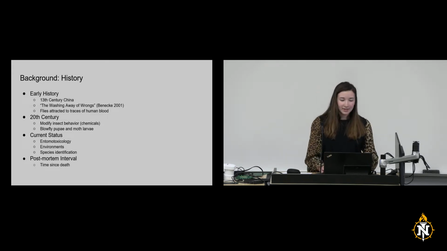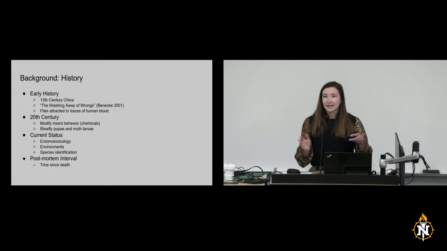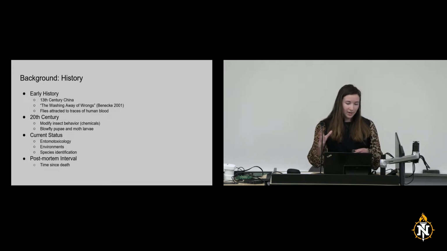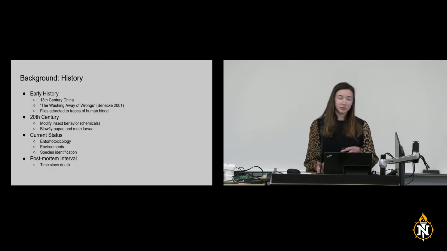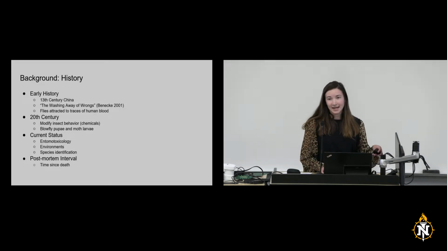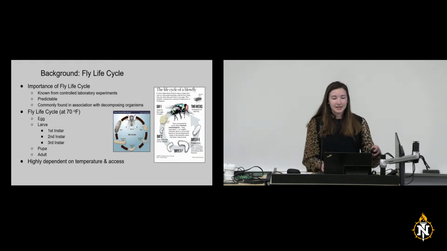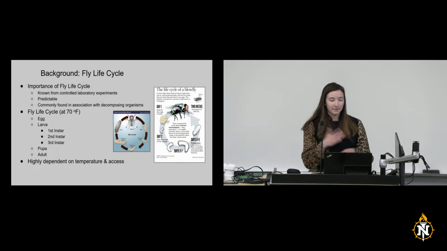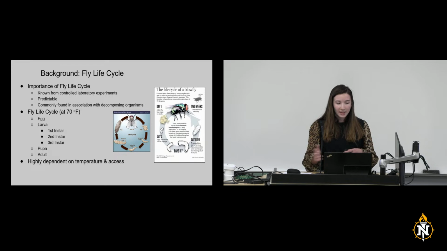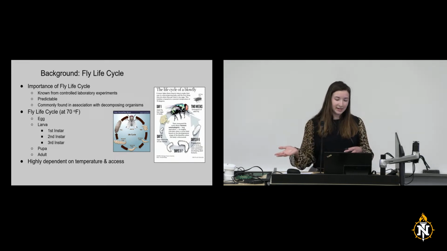So this moves us to the 20th century, and now we know that certain chemicals and other things can modify insect behavior, and we can also use blowfly larvae or moth larvae and blowfly pupae to narrow down certain things in forensic entomology. We also use entomotoxicology and environments and species identification for this as well. These insects help us with postmortem interval, which is the time since death, so just trying to understand the time frame in which that occurred. The importance of the fly life cycle is very well known. Due to controlled laboratory experiments, it's very predictable, and it is also commonly found with decomposing organisms.